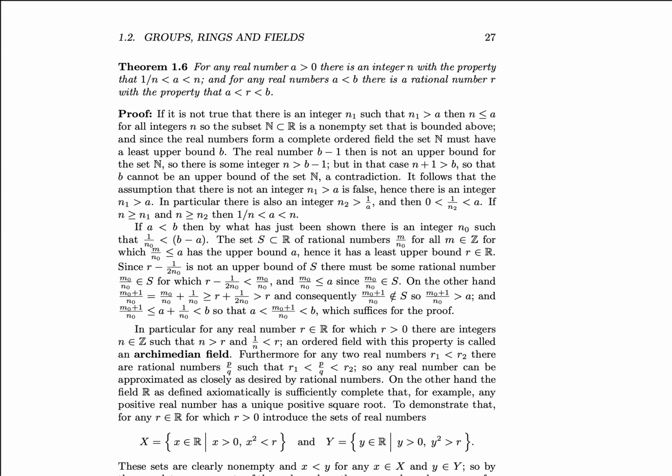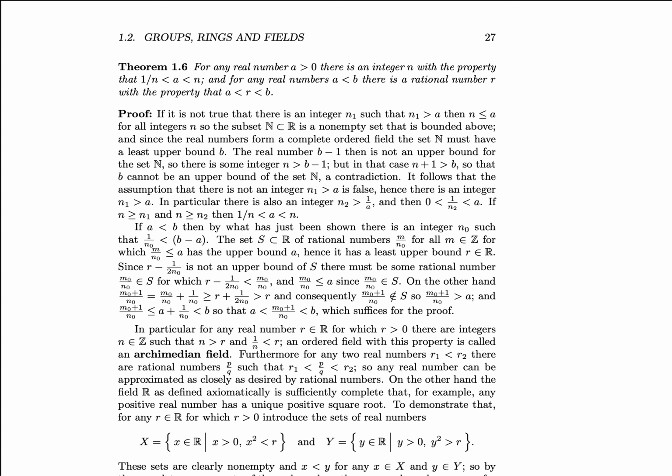To prove this, let's proceed by contradiction. First, if it is not true that there's an integer n1 such that n1 is greater than a, then n is less than or equal to a for all the integers n. So the set of integers, as a subset of the real numbers, is a non-empty set that is bounded above, and since we have a complete ordered field, the set must have a least upper bound b. The real number b minus 1 is not an upper bound for the set, so there's some integer n greater than b minus 1, but then n plus 1 is greater than b, so that b cannot be an upper bound of the set, which is a contradiction.